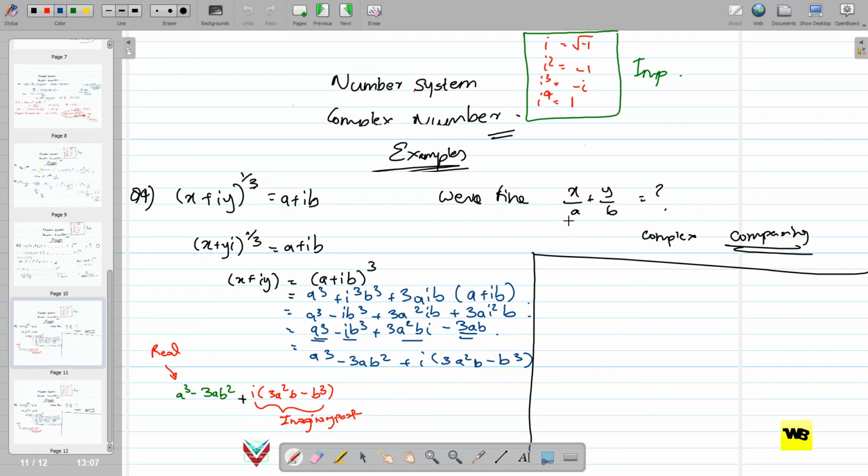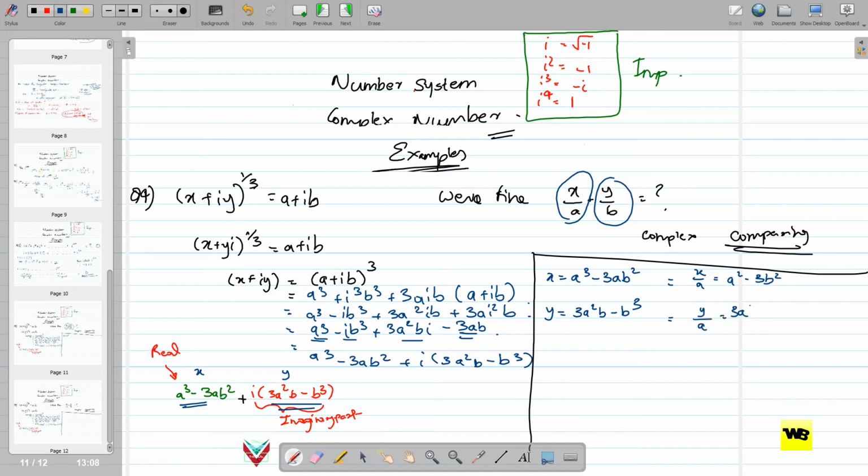We know that here we have to find x by a and y by b. So we can see that x equals a cube minus 3ab squared from here, and y equals 3a squared b minus b cube from here. So let's take x by a: we divide by a and we get the value of x by a equals a squared minus 3b squared. In the same way we will also divide y by a as 3ab minus b.